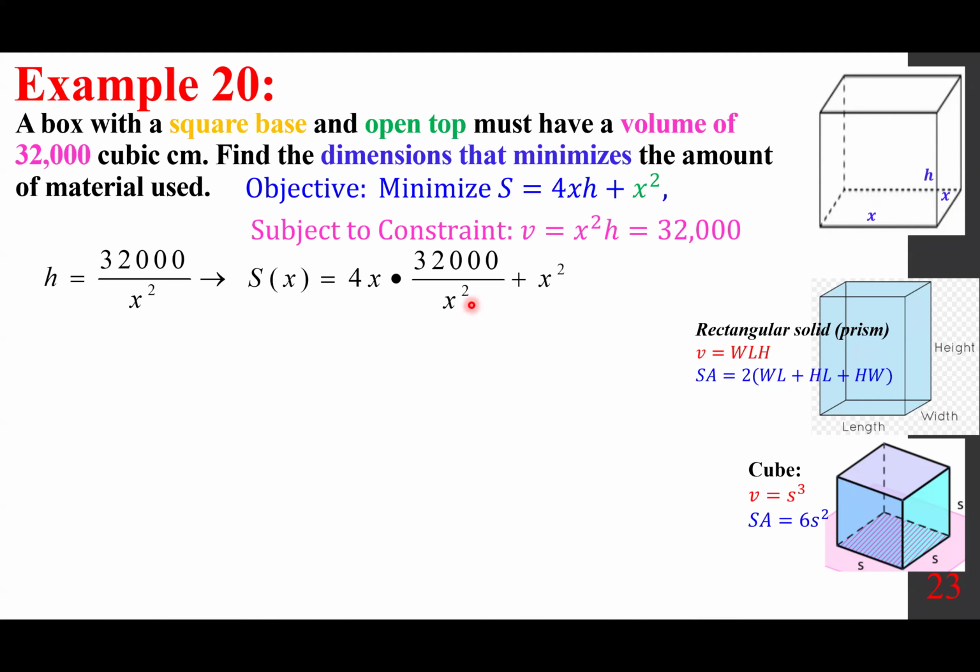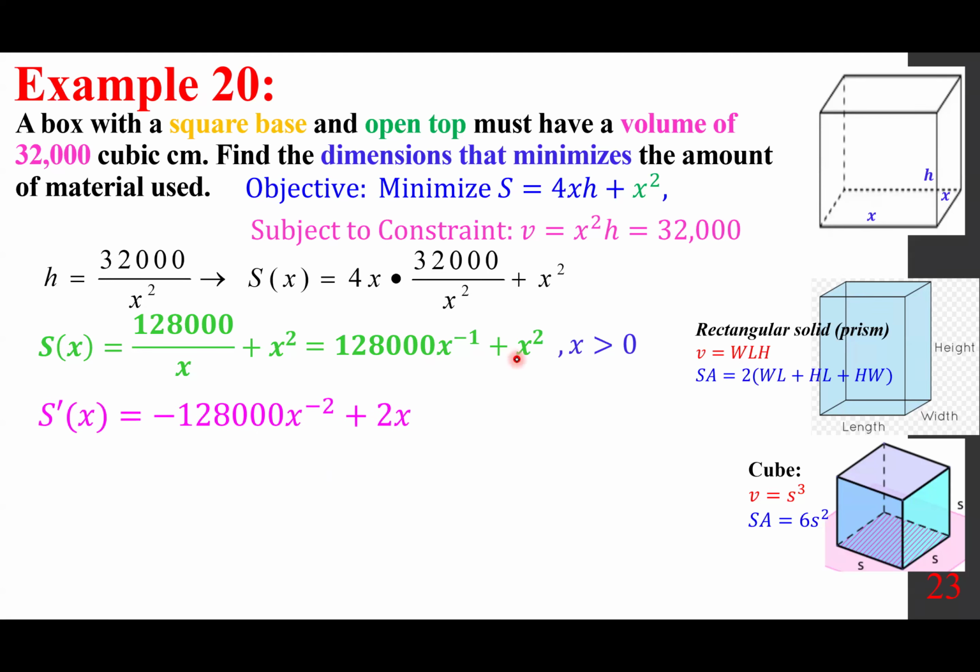This x cancels out this x, this becomes x, this goes away. 4 times 32,000 is 128,000. And because we want to get it ready for the next step, we are going to write this as 128,000 x to the power of -1 plus x squared. And x represents dimensions, so it must be positive. What is the next step we want to make it ready for? It is differentiation, because we are looking for the critical point. So the derivative of these two is -128,000 x to the power of -2 plus 2x.